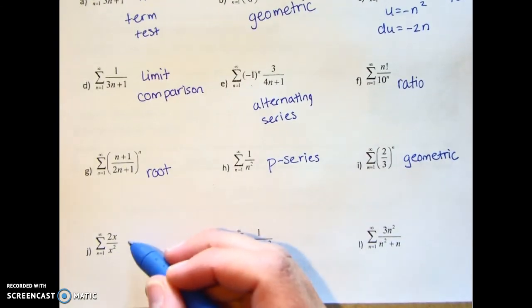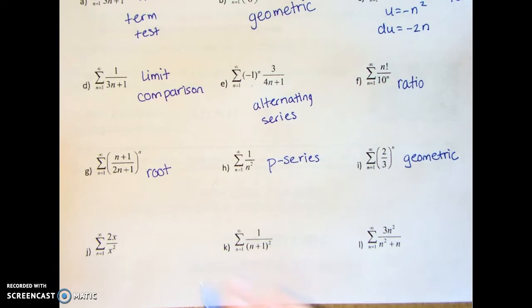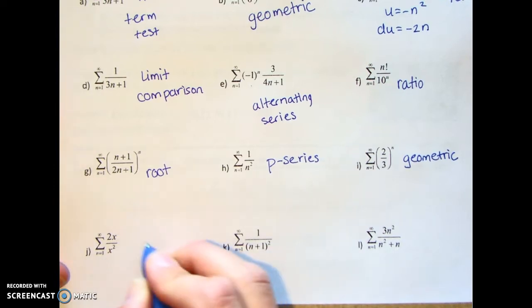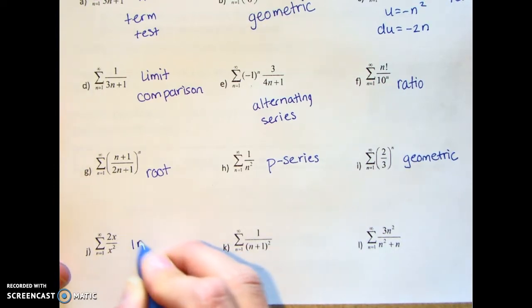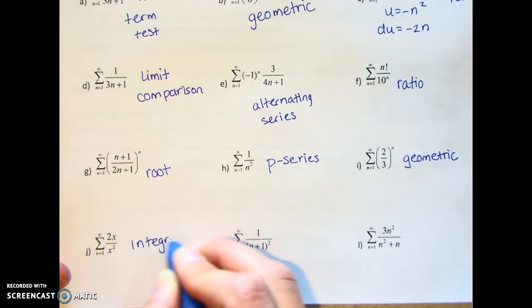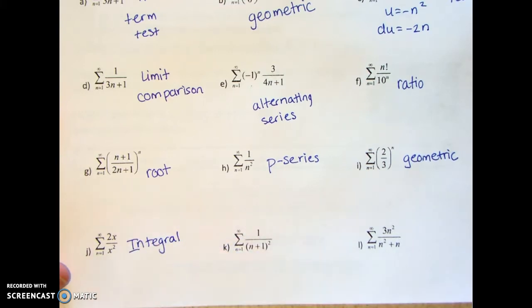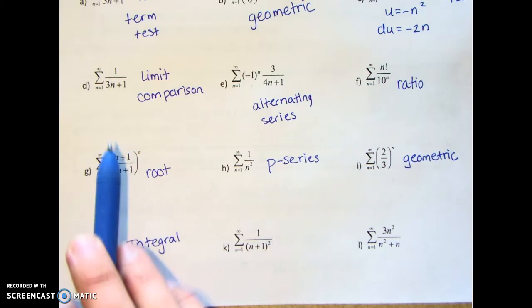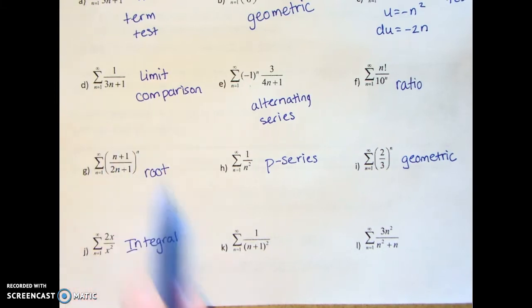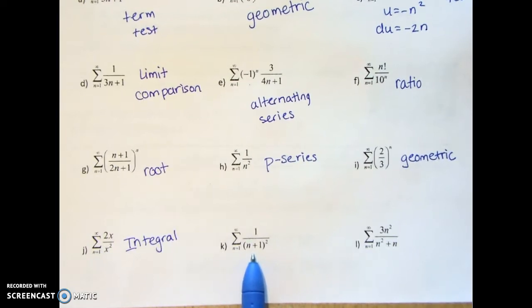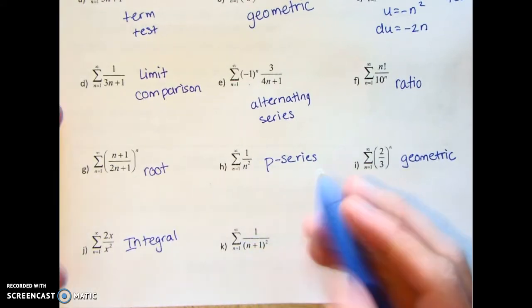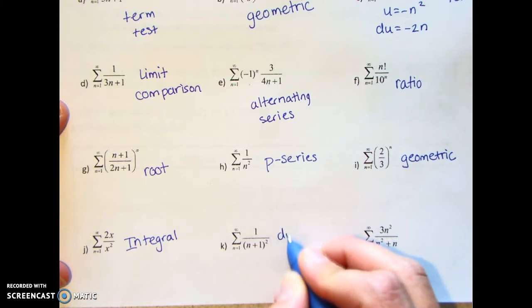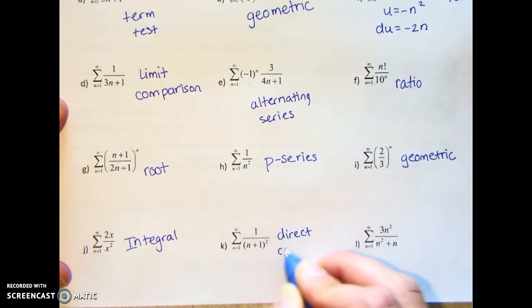2x over x squared, isn't this easily integratable? You can let u equal x squared and then du would be 2x. So we're going to use the integral test. What about this? This is weird. Let me look at another weird one. We did this, we did limit comparison. Doesn't this closely resemble 1 over n squared? So let's do direct comparison.